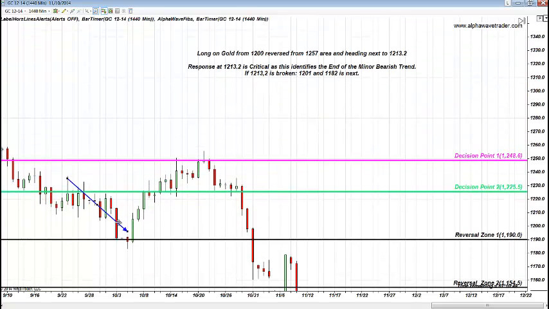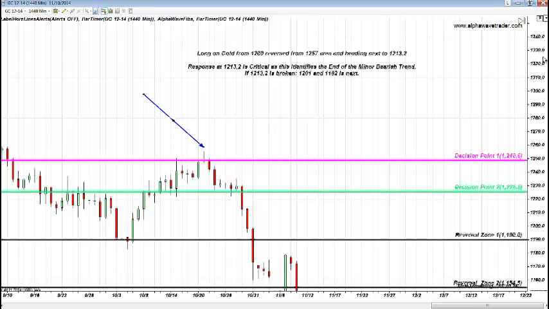Pay attention. Level not touched in months on gold. Reversal zone is in. Buyers are here. But what has happened to the upside? How come gold did not make it very far? It came to the end of the minor trend and it found selling pressure.